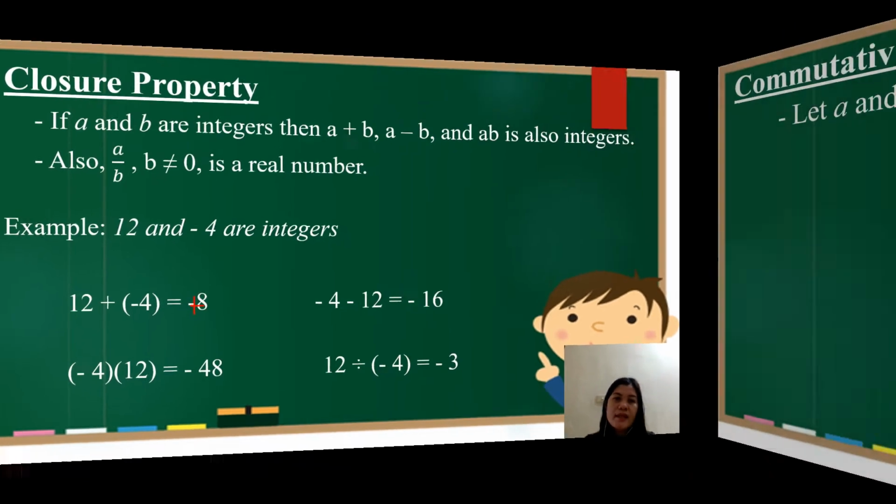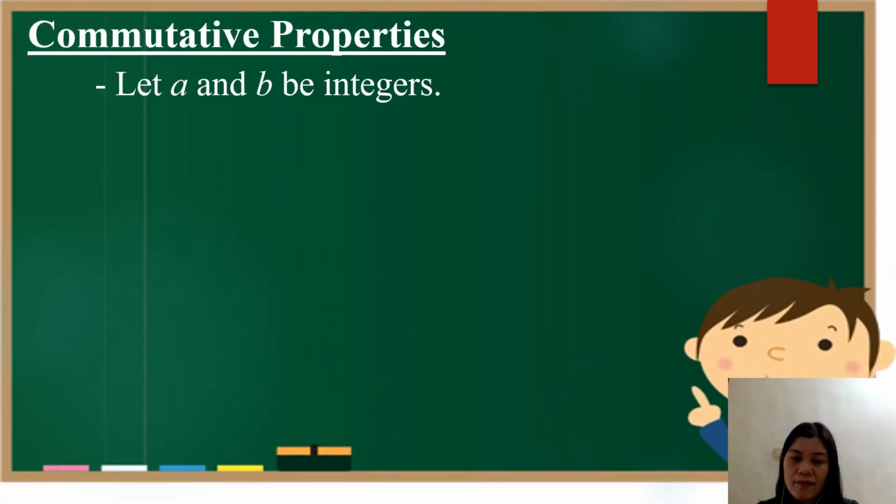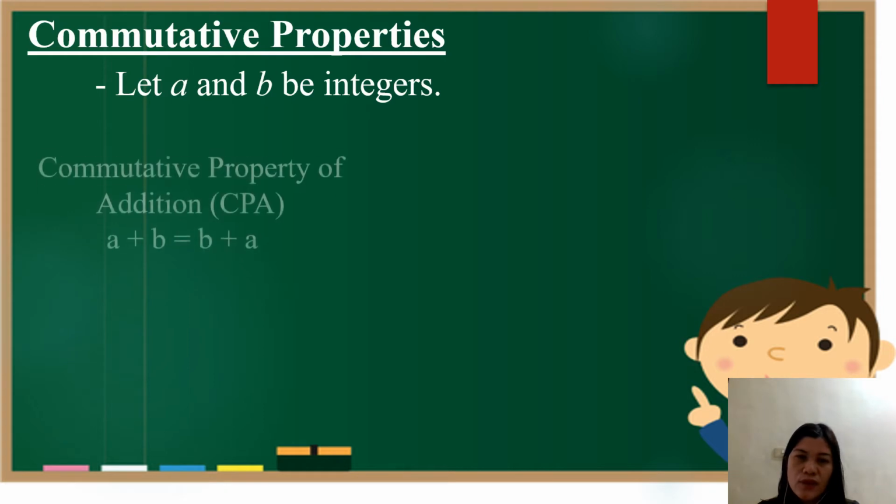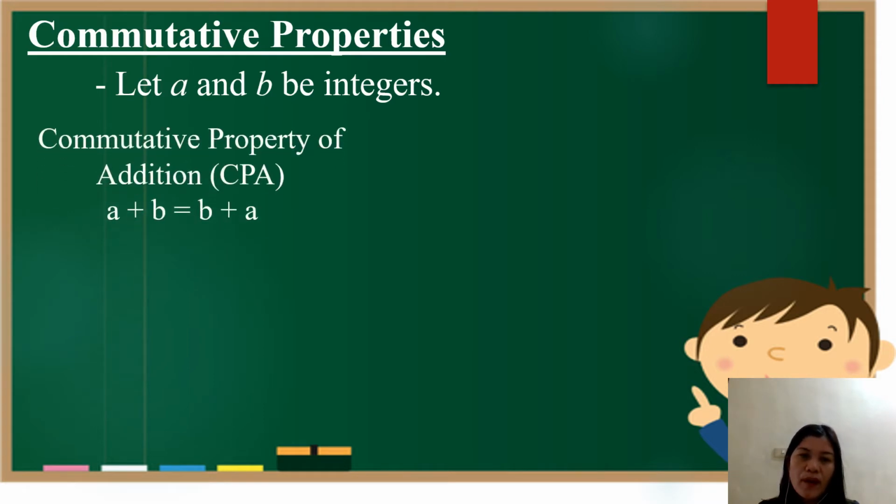Another one is commutative properties. So, let A and B be integers. So, the commutative property of addition, or CPA: A plus B can be B plus A. So, for example, 3 plus 4 equals 4 plus 3. If we are going to rearrange them, the same answer will come out.